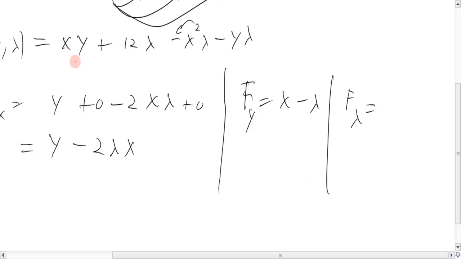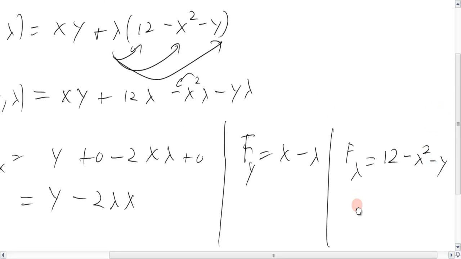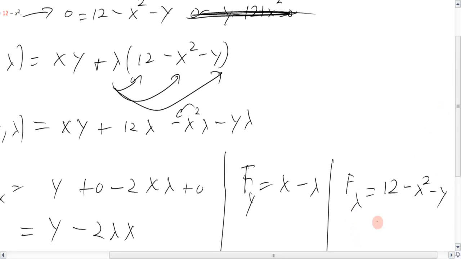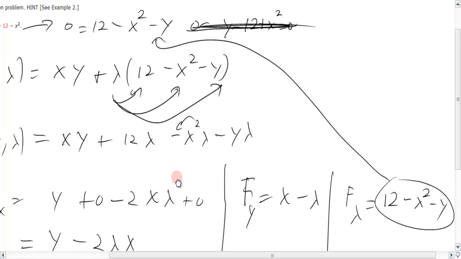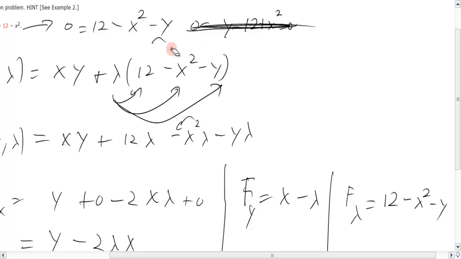Then, last but not least, the partial derivative of f with respect to lambda. First term, no lambdas. Second term, lambda, so this is with 12, because the derivative of lambda to the first, the 1 comes to the front, raises to 0. So here lambda leaves us with 12 minus x squared minus y. Notice this matches our constraint. It always does, so you don't even have to really think about that derivative when you're doing it. Just whatever you had up here just pops right down to there.